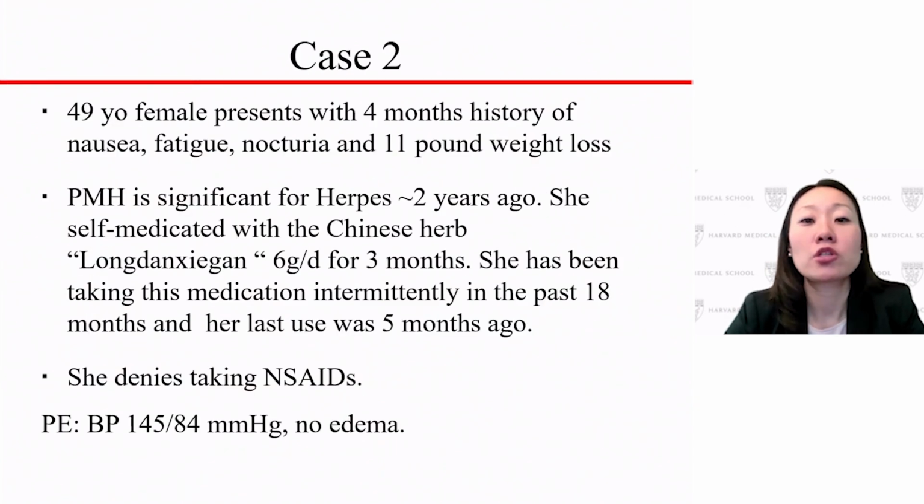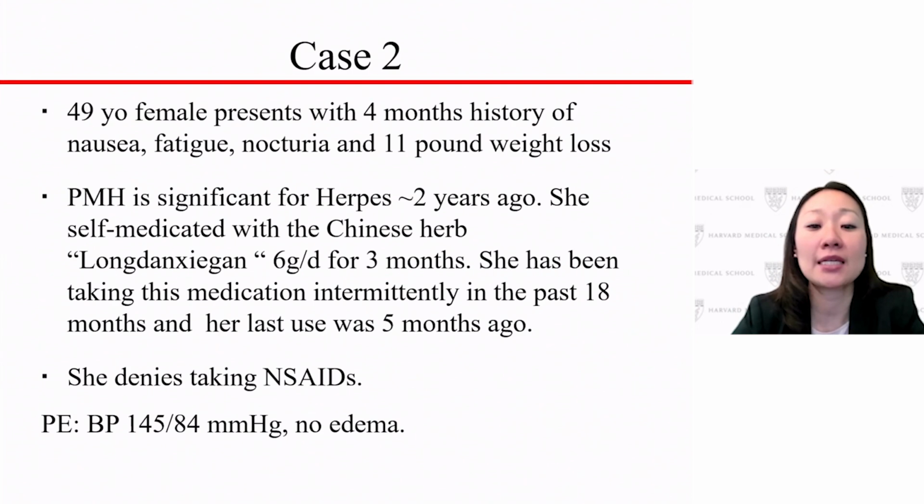Let's move on now to the second case. We have a 49-year-old female who presents with a 4-month history of nausea, fatigue, nocturia, and an 11-pound weight loss. Her past medical history is significant for herpes zoster approximately 2 years ago. She self-medicated with a Chinese herb for approximately 3 months. And she's been taking this medication intermittently in the past 18 months, and her last use was approximately 5 months ago. She denies taking NSAIDs.